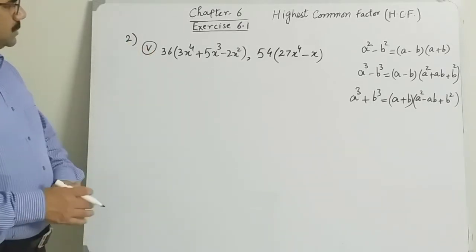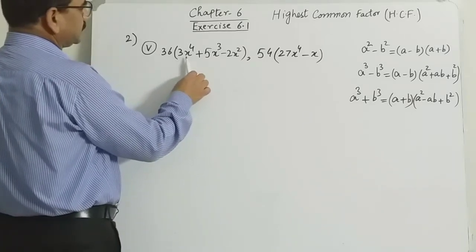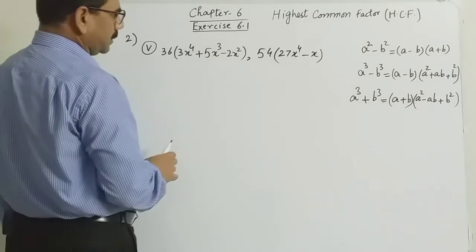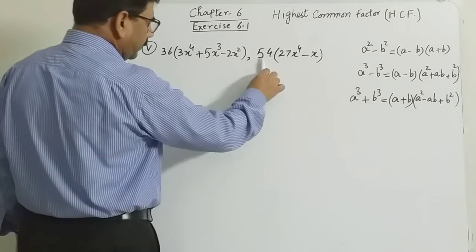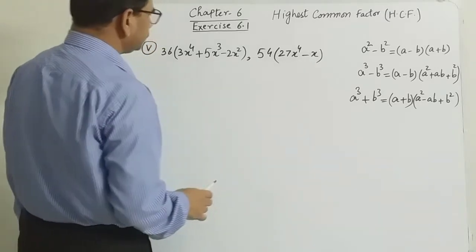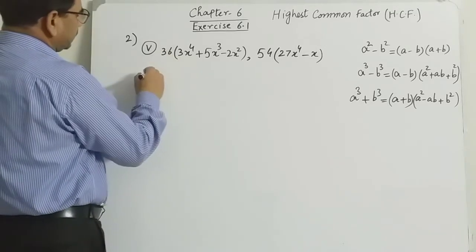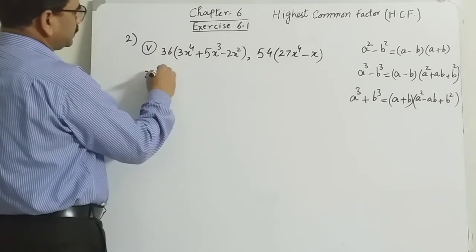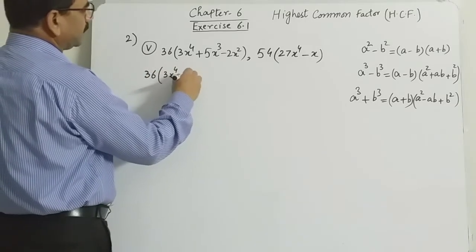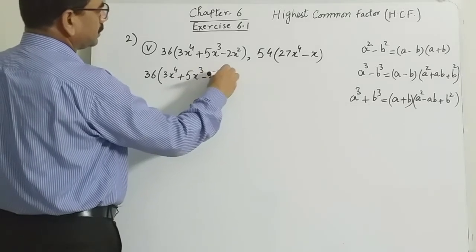In the fifth part of question number 2, we have to find the HCF of 36 into 3x^4 plus 5x^3 minus 2x^2, and 54 into 27x^4 minus x. To factorize the first expression, we will write it first: 36 into 3x^4 plus 5x^3 minus 2x^2.